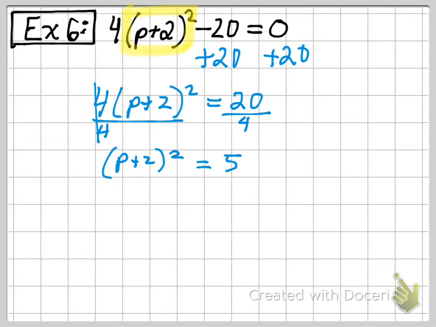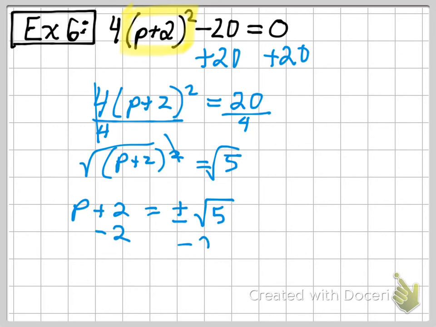Now I'm ready to square root, and I get p plus 2 is equal to, well, 5 isn't a perfect square, so I can write plus or minus the square root of 5. And now, to get p by itself, the last thing I would do would be to subtract 2. And this gives me p is equal to, well, I can't really combine the square root and a number unless I have a calculator. I could plug that into my calculator. But I'm actually going to leave my answer as negative 2 plus or minus the square root of 5.